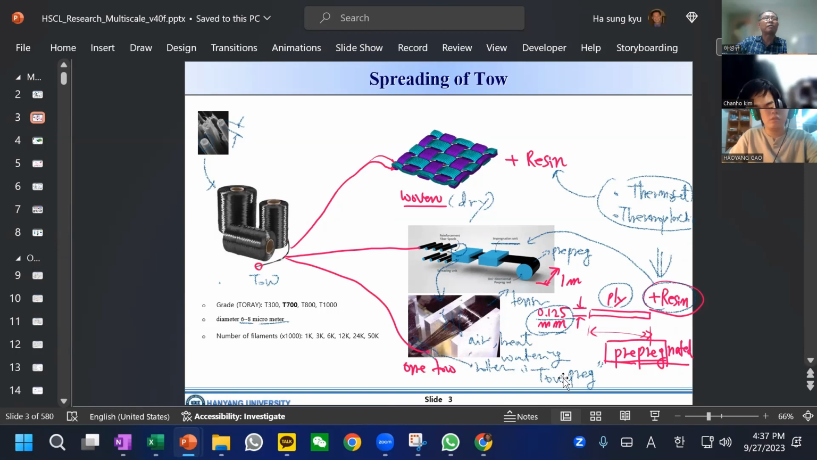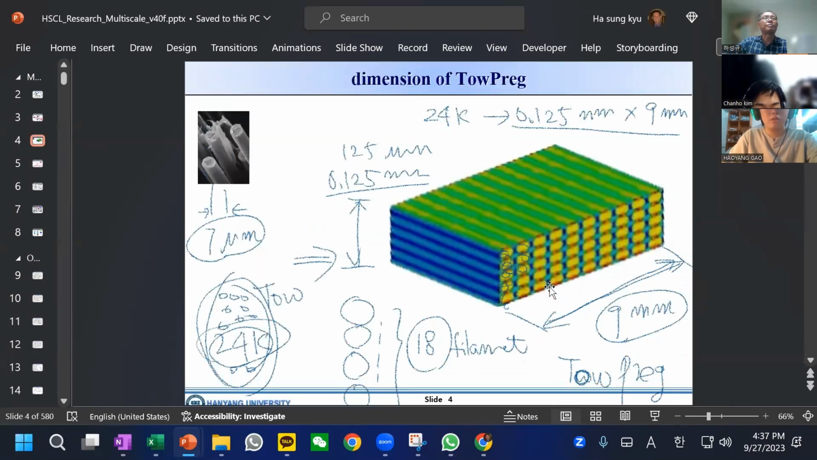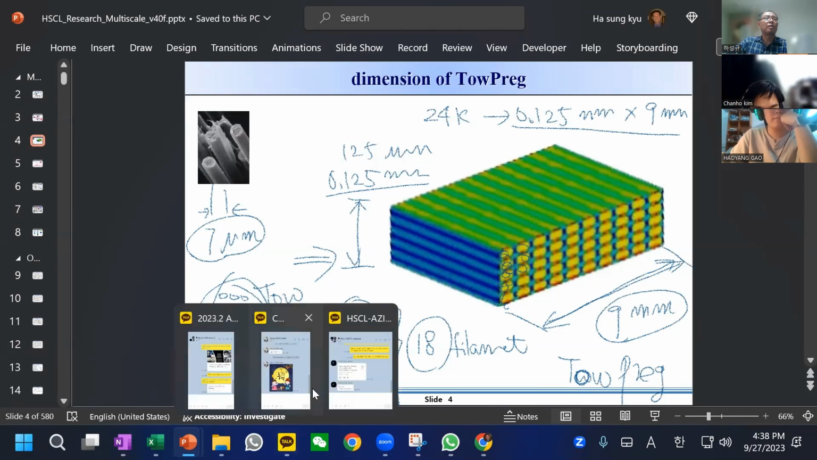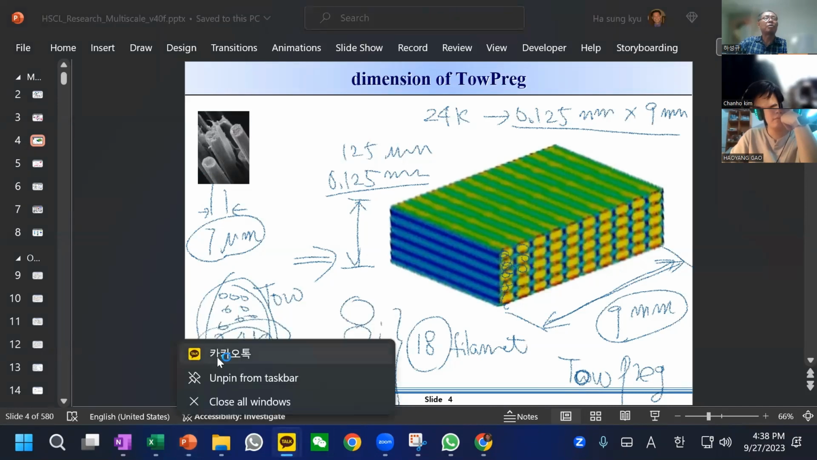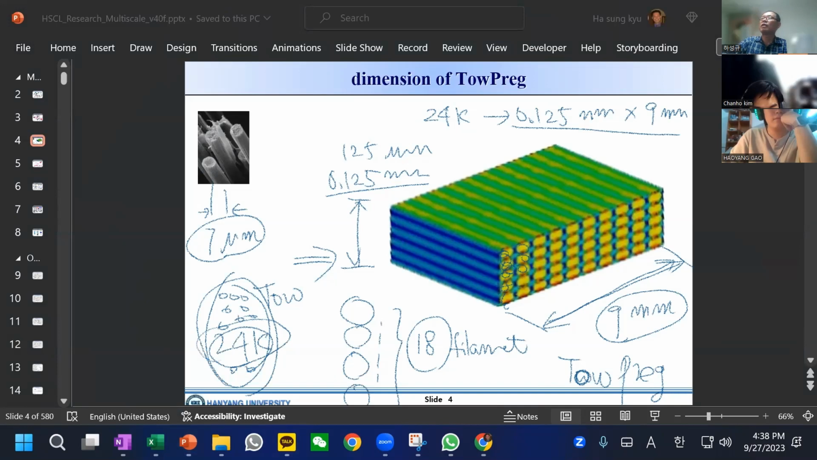And toe preg. This is the one toe, and with the resin it will be a toe preg. Okay, toe preg, and this is a pre-preg. And this is one concept of a toe preg. Yeah, this is one toe preg. Speaking of the toe preg, it is now becoming very important. Conventional pre-preg is being widely used, but toe preg is getting important.